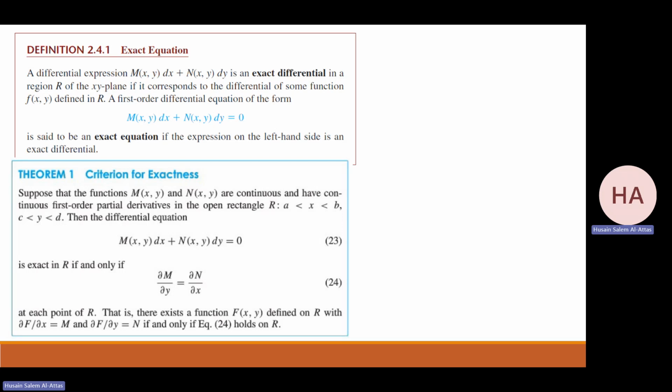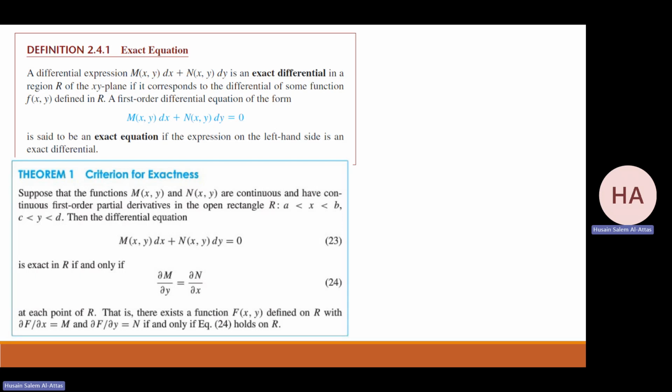Let me say one thing first. Let us understand that each method has either a criteria or a format where you can decide, oh okay, this equation I can solve by this method. And then there is a method of finding the solution. So this is for each method.